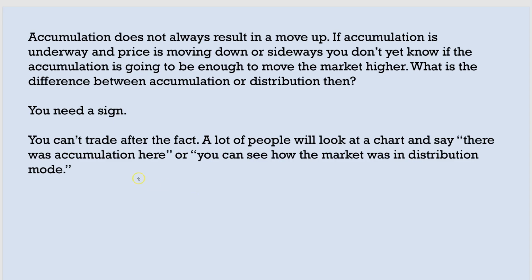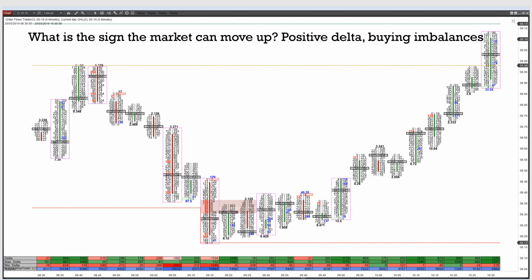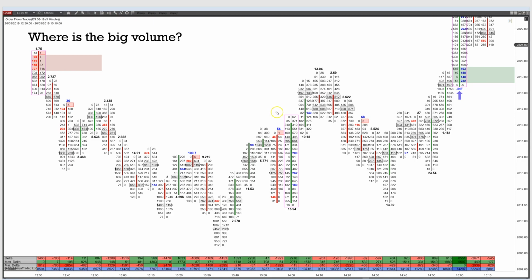A lot of people look at the chart and say, there's accumulation here, or you can see how the market was in distribution mode. It's always easy to Monday morning quarterback the market, right? So what's the sign the market can move up? Going sideways here, what's the sign? Look at the imbalances, look at the deltas. That's the clues. Where's the big volume? You look for the areas of big volume here, here, here, here. Obviously here is a big one, but that's the 3 o'clock close. I'll talk about the closes later.